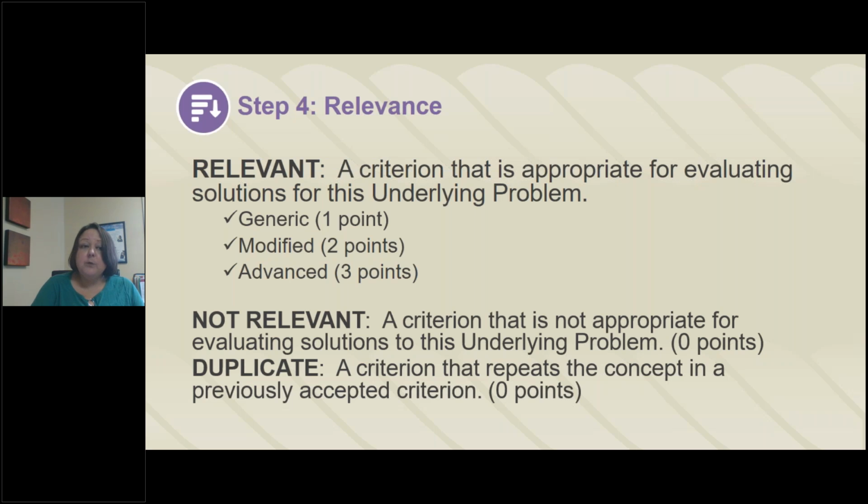So if one is which will cost the least and another one is which is most cost effective, it's very likely that the second one would be scored as a duplicate, because they're both considering the same issue of financial feasibility.